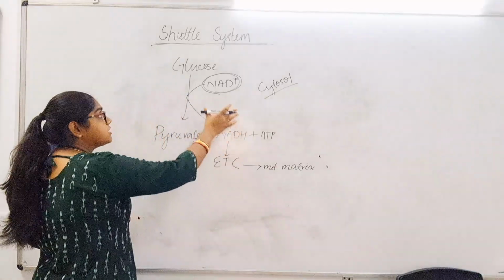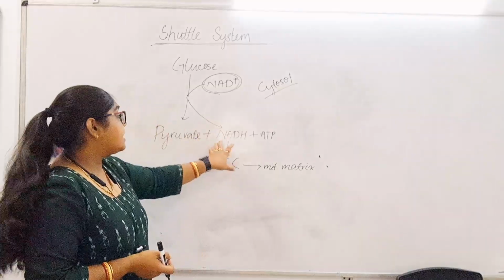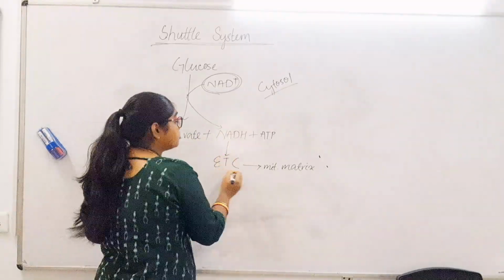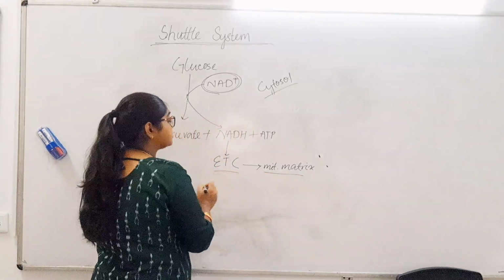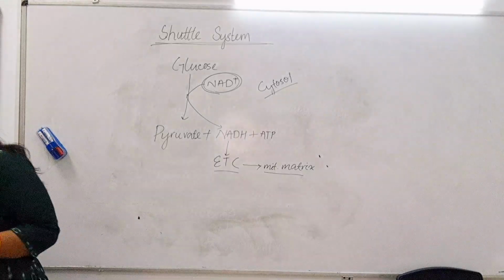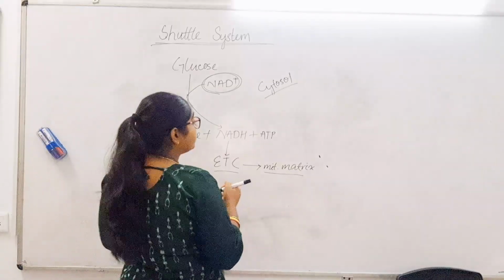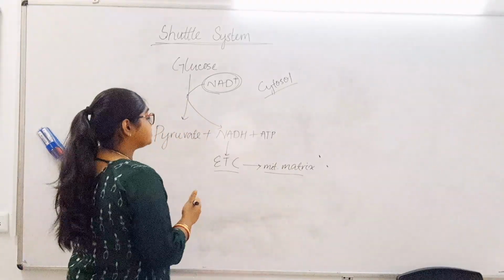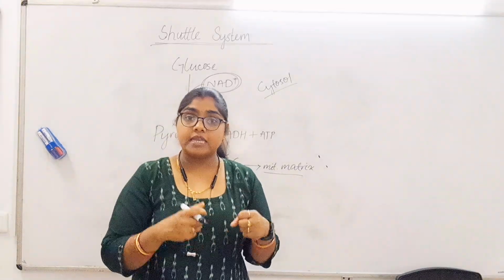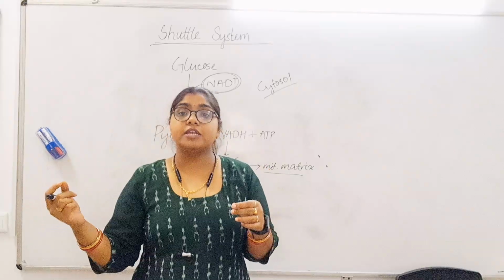So the glycolysis process takes place in the cytosol of the cell, and NADH is produced in the cytosol, but it has to move to the mitochondrial matrix, to the electron transport chain, to again regenerate this NAD plus, and also to synthesize the ATP molecules. Okay. But what is the problem here? The inner membrane of mitochondria is impermeable to NADH. NADH cannot directly penetrate the inner membrane of mitochondria.